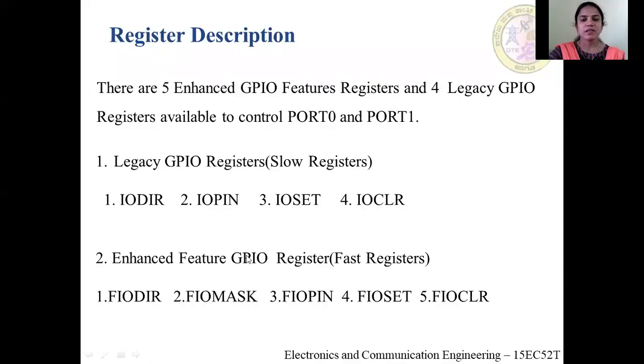In the enhanced feature GPIO registers, those are all the fast registers. The operation will be much faster than the legacy group of registers. So those registers are FIODIR, FIOMASK, FIOPIN, FIOSET and FIOCLR.